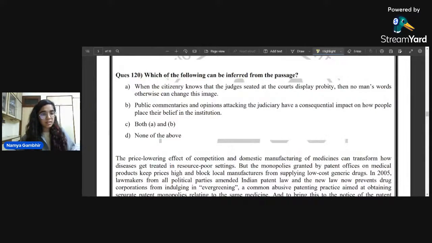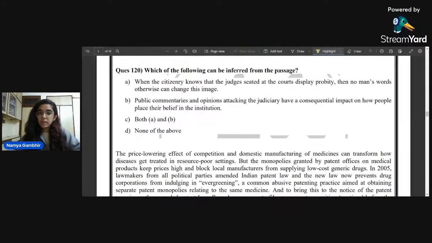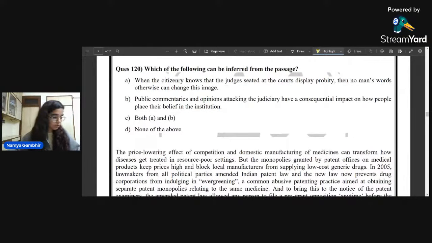And the second says that public commentaries and opinions attacking the judiciary have a consequential impact on how people place their belief in the institution. Then if we go about this question, I think, which of the following can be inferred from the passage?